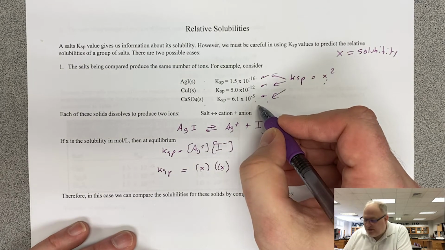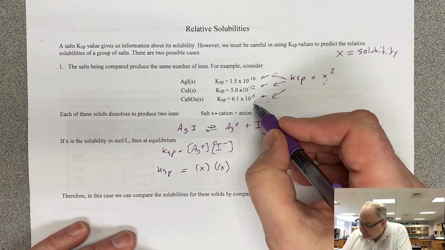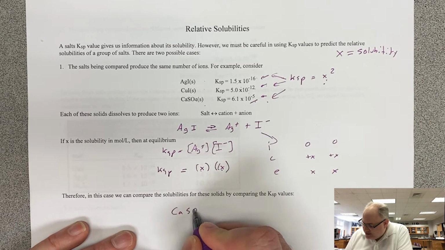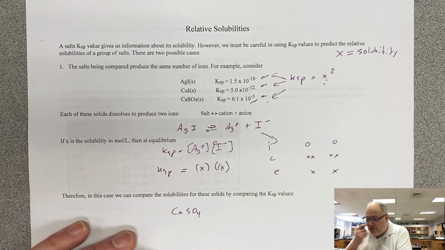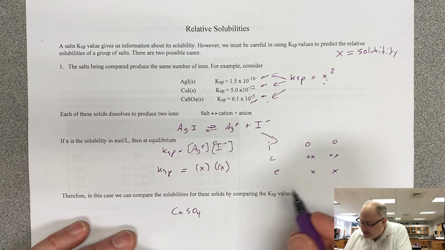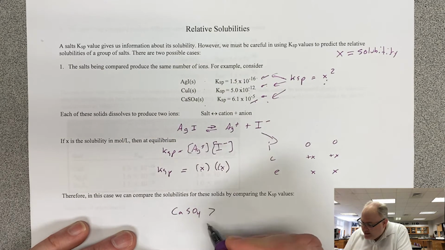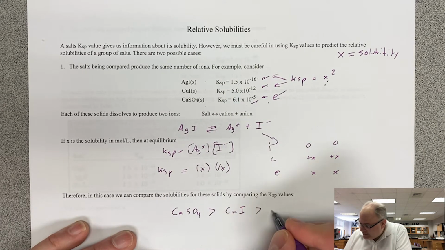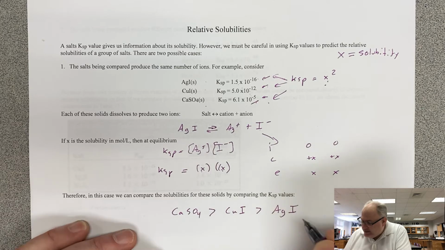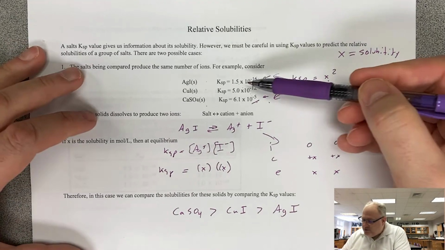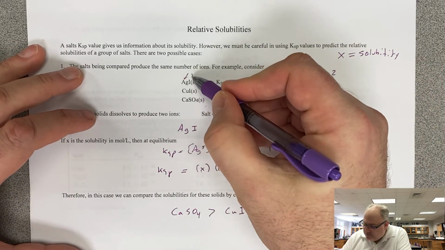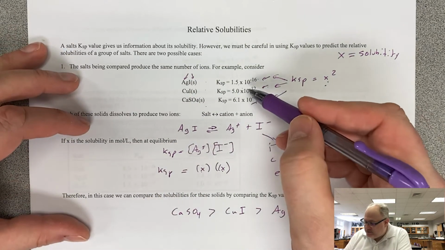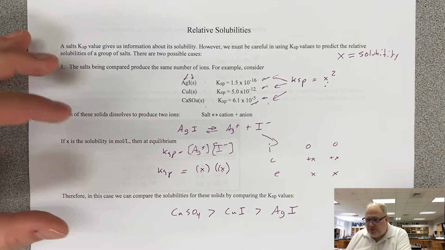We can actually just compare the KSPs, and whichever KSP is the largest is the one that's going to have the greatest solubility. So of these three right here, since this is 10 to the negative 5, CaSO4 is going to have the largest solubility, which means more of it will dissolve than any of these other three. Then you'll have CuI, and then you'll have AgI. So we can easily compare when you have the same number of particles being broken up into, we can compare our KSPs, and the KSPs will be directly proportional to our solubility.